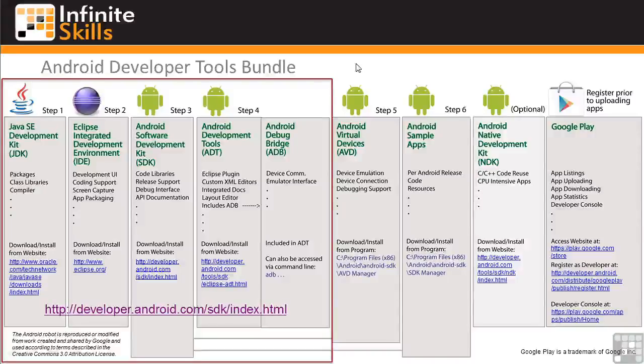In this lesson, we're going to look at a way to install a number of the Android development tools with one bundled download, the ADT, or Android Developer Tools. Google developed this option to help simplify installing the tools. As you can see on this graphic, it includes the Java SE Development Kit, or JDK, the Eclipse Integrated Development Environment, or IDE, the Android Software Development Kit, SDK, Android Development Tools, ADT, and the Android Debug Bridge, or ADB.